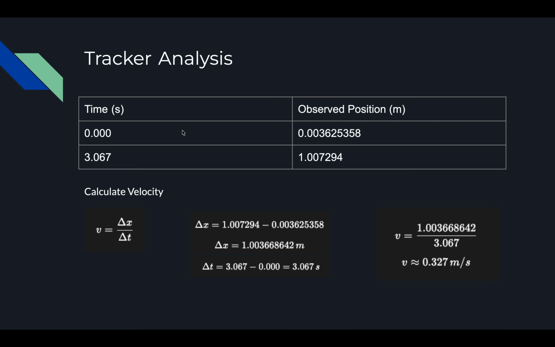For Tracker analysis, our initial time was 0 seconds, and our final time was 3.067 seconds. Our observed position was 0.0036 meters, and then 1.007 meters. So to calculate the velocity that we want in the computational model, all we do is use the average velocity. So that is change in x over change in time. The change in position is 1.00367 meters, and the change in time is 3.067 seconds. And then we divide the two numbers, and we get a final velocity of 0.327 meters per second.